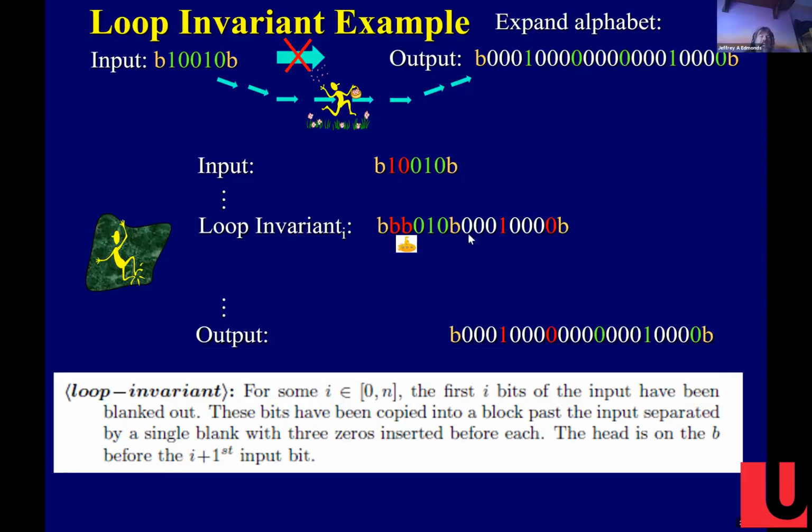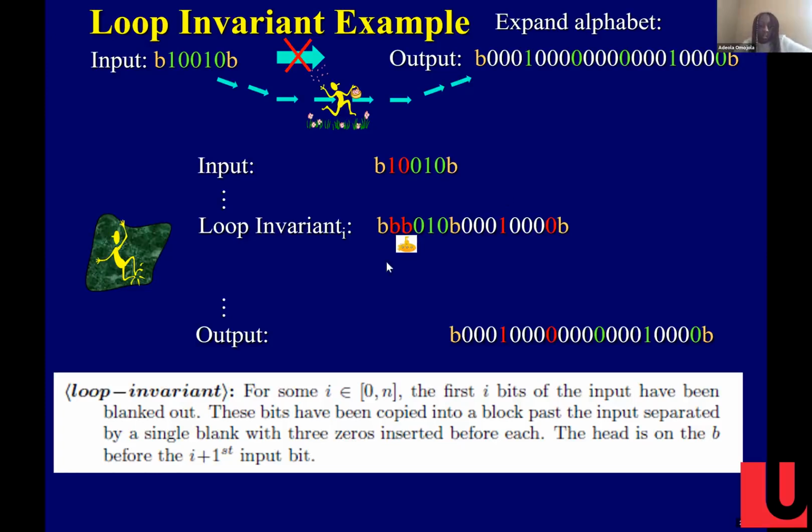Not really. Do you understand that this is the input? Yes. It's written on the tape. Do you understand what the required output is? Yes. It's just the same input with 3 zeros put before every character. Right? You understand that? Yeah.